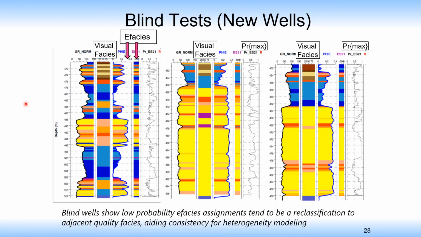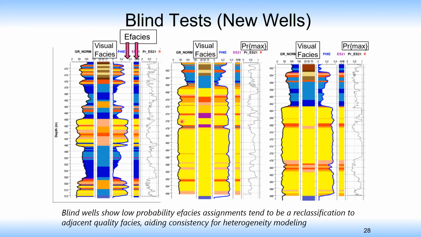Here are three wells also used for blind tests. They were new wells. We're looking at a non-net well here, and note that the visual facies overall pattern's similar to the electrofacies, but the electrofacies is regrouped based on some quality considerations.